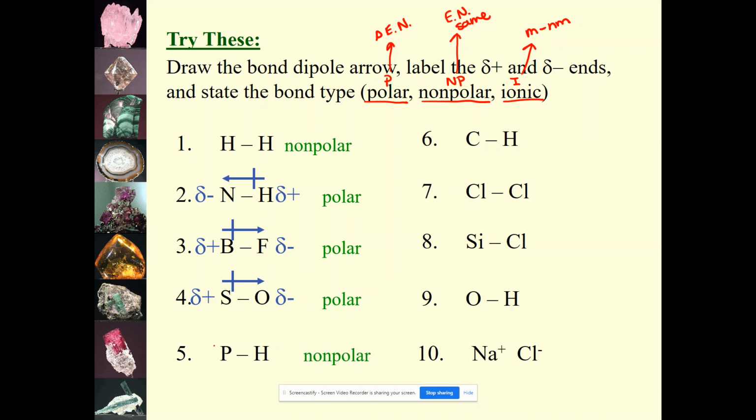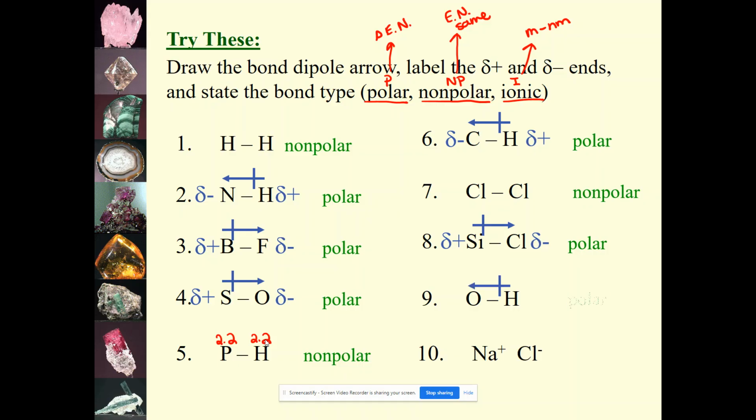Number 5 is nonpolar. These are two different elements, but they actually have the same electronegativity. So just because they're different elements doesn't mean they have different electronegativities. You actually have to look them up each time. Carbon and hydrogen is polar. The carbon is higher, so it has the slight negative, leaving the hydrogen slight positive. Two chlorines obviously have the same electronegativity, so they're nonpolar. Silicon with chlorine: the chlorine has the higher electronegativity, so the arrow points towards it, leaving the chlorine slight negative and the silicon slight positive.